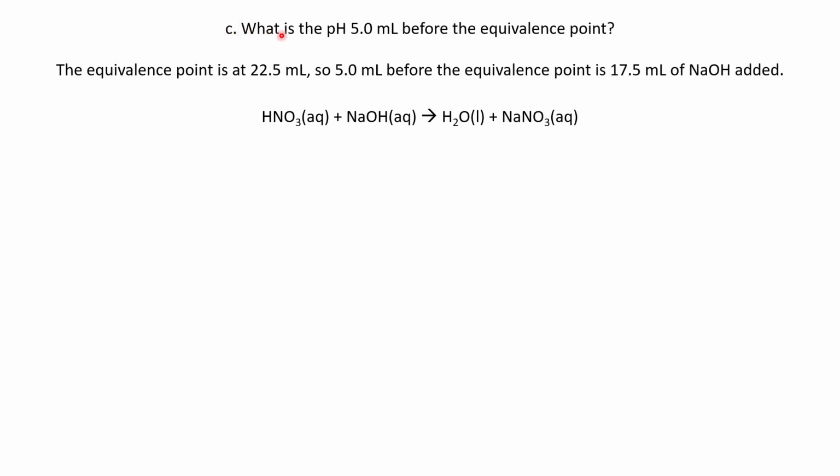Okay, so part C is what is the pH 5 milliliters before the equivalence point. So this is why we determined where the equivalence point was before we did any other calculations.